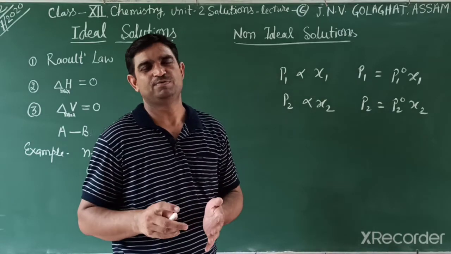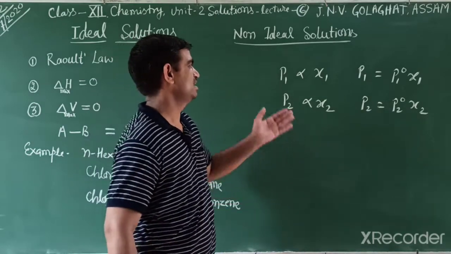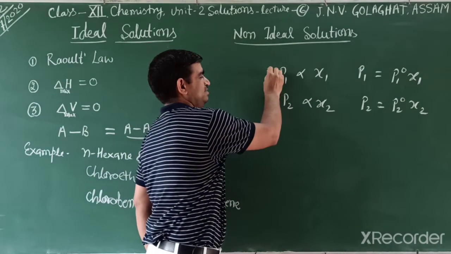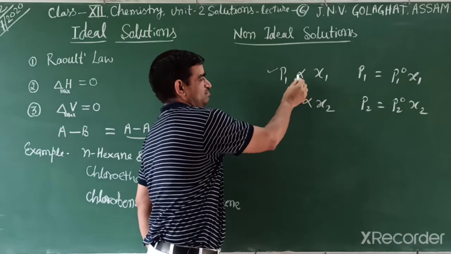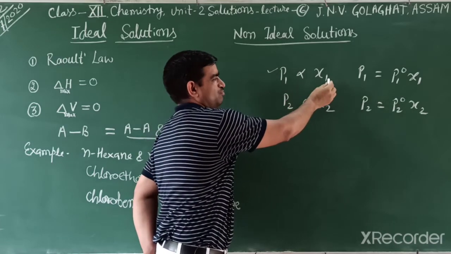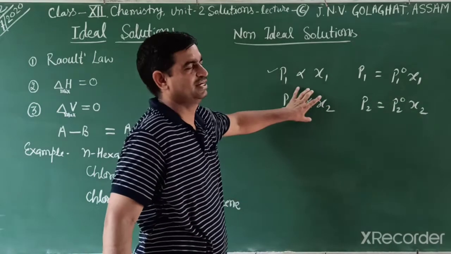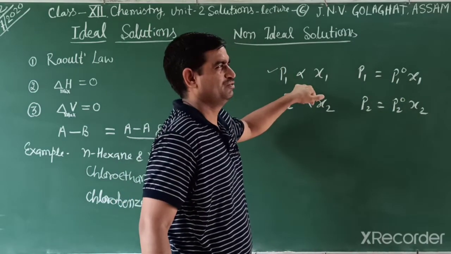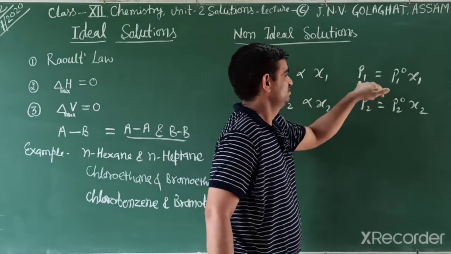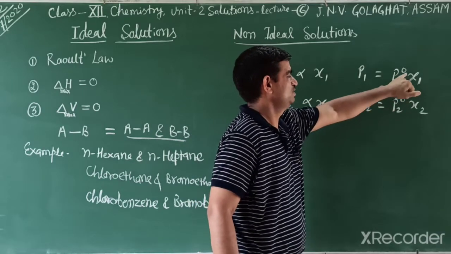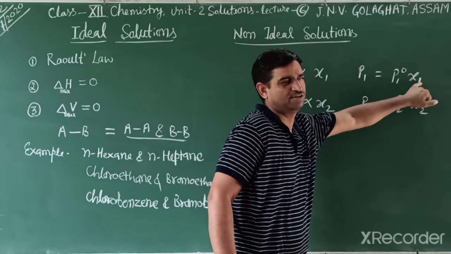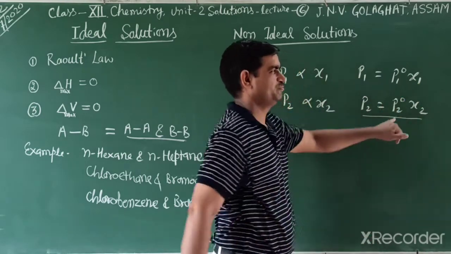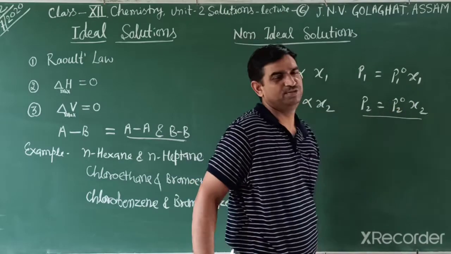The partial vapor pressure of the solution is directly proportional to the respective mole fraction. We can represent it this way: P1 is directly proportional to the mole fraction of the first component. When we remove the proportionality constant, we can write P1 is equal to P01 times the mole fraction of the first component. In a similar way, P2 is equal to the pure vapor pressure of the component times the mole fraction of the second component.